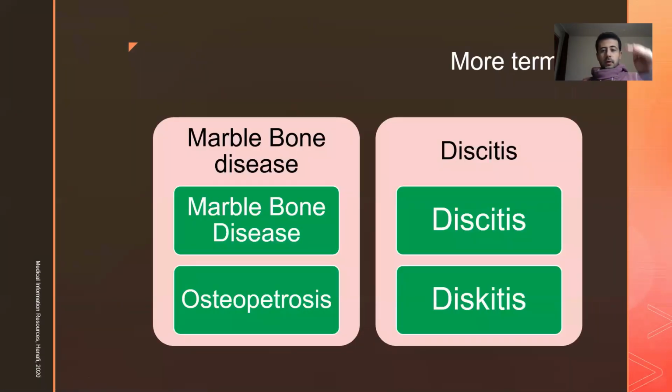Okay, so when I searched first, I thought that I have discitis and discitis with K as different terms, and I wanted to use them both. And I thought that osteopetrosis and marble bone disease are different terms, and I wanted to search them both. But when I went to the mesh term tree, I found that, okay, both of them are the same.